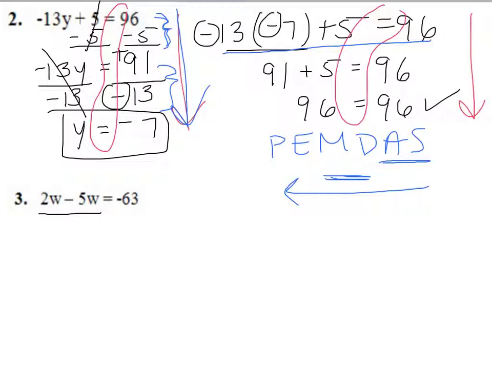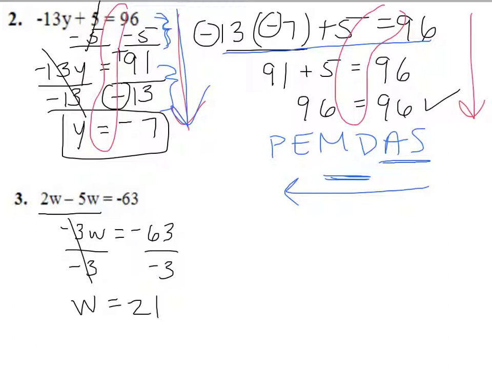So here you can do 2w minus 5w. 2w minus 5w is negative 3w. So negative 3w equals negative 63. You can divide both sides by negative 3, just like our one-step equations. So you get w equals 21. And since it's a negative divided by a negative, your answer is going to be positive. So w is equal to 21.